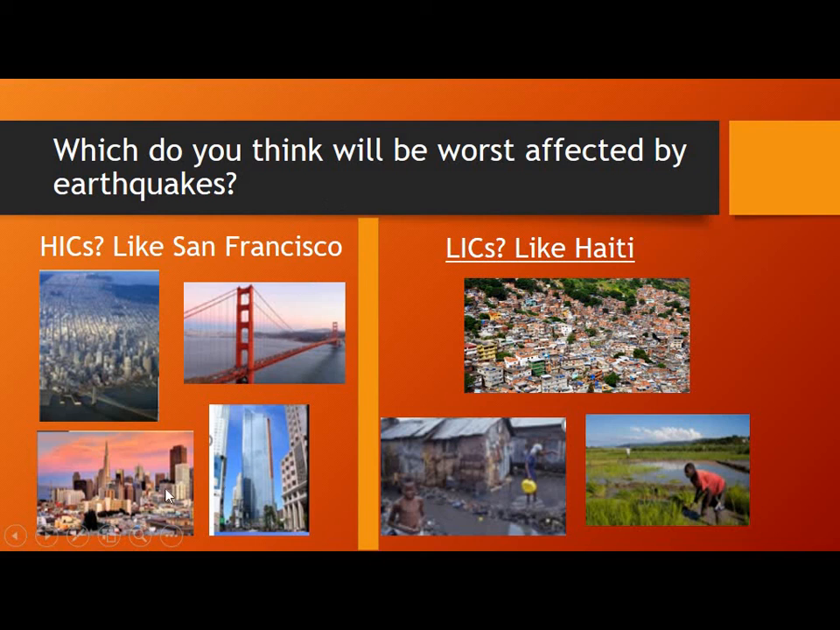So I'd like you to have a look at the buildings. I'd like you to think about the money. And I'd like you to think about the infrastructure. So the infrastructure, the buildings, the money, the amount of people. Okay? And then I would like you to add as many bullet points as you can on each side. So what difficulties, why might they be affected by earthquakes?